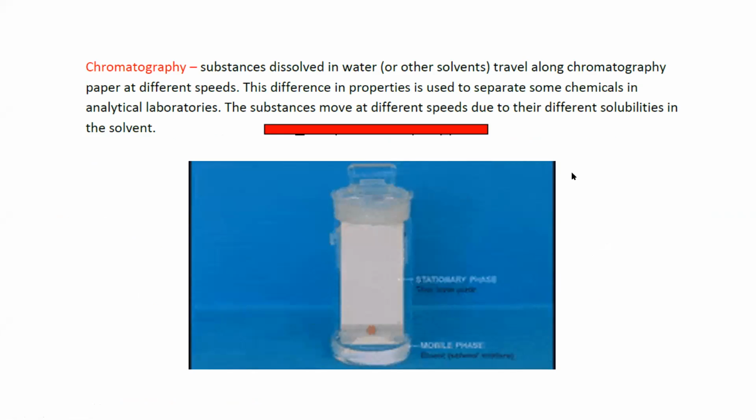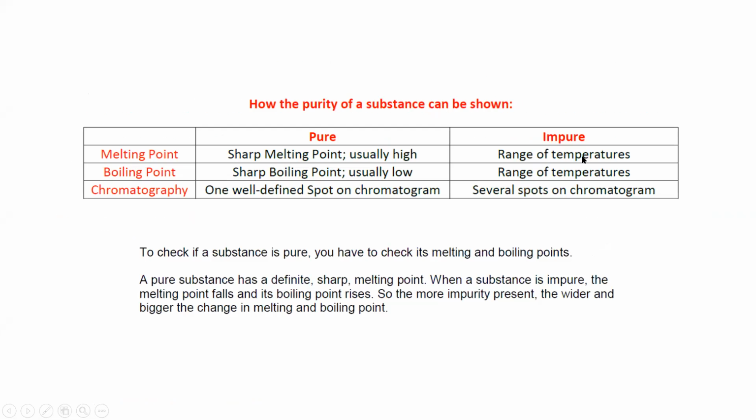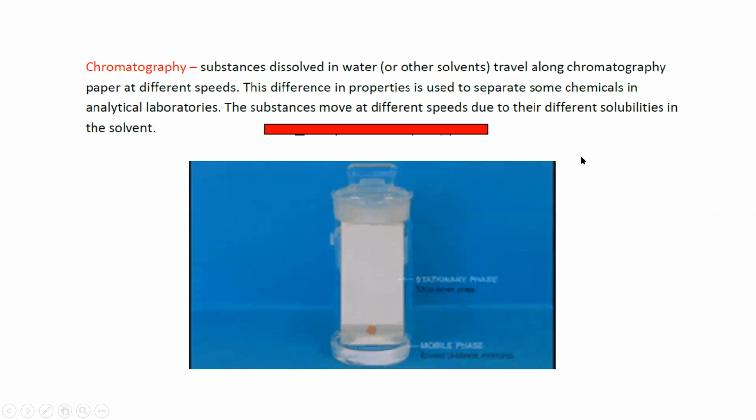Then a technique which we call chromatography. Basically, in this technique, we can check whether a substance is pure or impure by using the melting point, by using the boiling point, or by using chromatography. And there are different types of chromatography. Basically you're studying paper chromatography, in which we use a paper. How do we use this technique, how do we use chromatography?